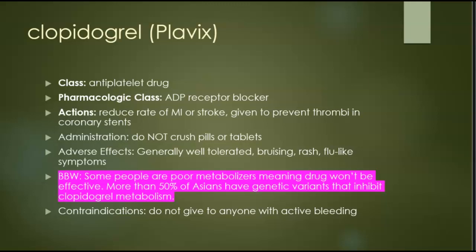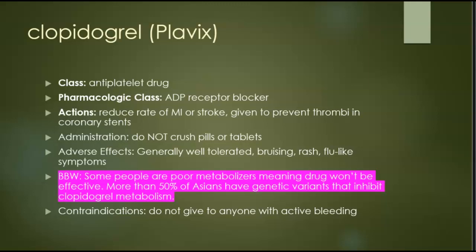Okay, so clopidogrel or Plavix is an antiplatelet drug. We talked about it being an ADP receptor blocker. And it reduces the rate of MI or stroke. It's given to prevent thrombi in coronary stents. So sometimes you'll hear people say, oh, grandpa had a heart attack. They had to put in 3 stents. And we talked about those a little bit.